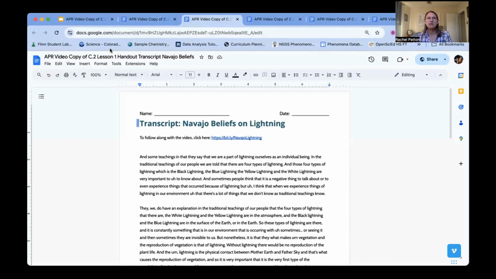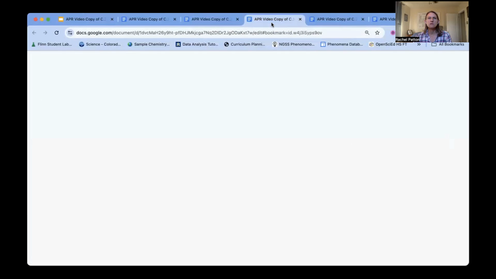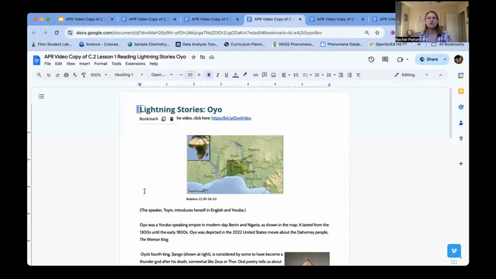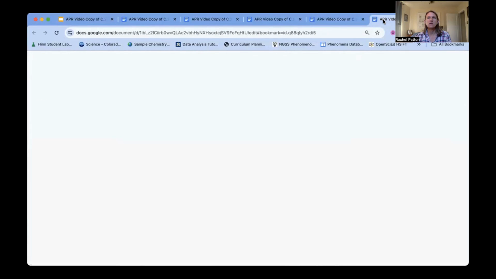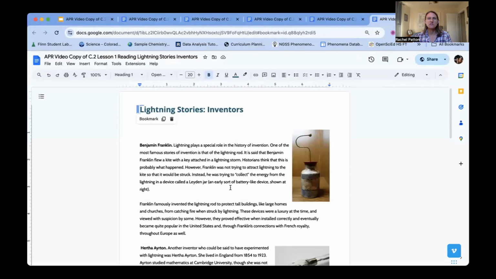If you open that bit.ly that's on the slide, you'll see this doc, and then there's a link to the video on the doc. So you can watch the video as you follow along with the transcript. The same is true for the lightning stories. And then there's also a reading about lightning in mythology and several inventors and their connection to lightning. So again, pick one of these 4.